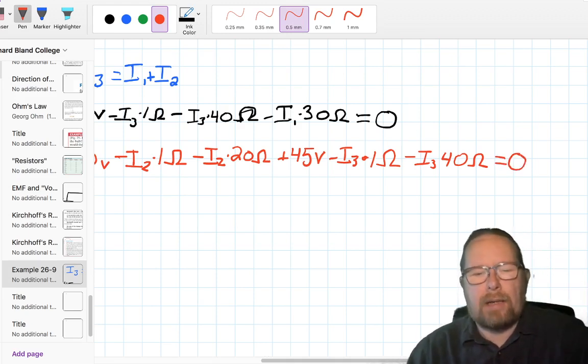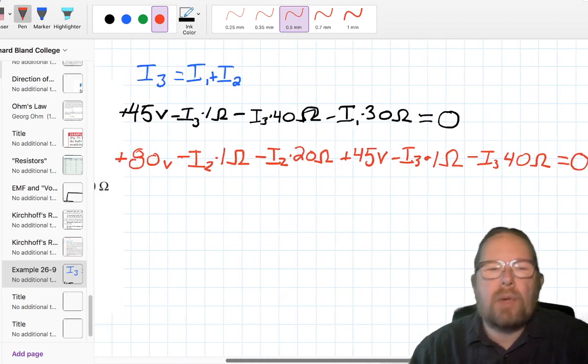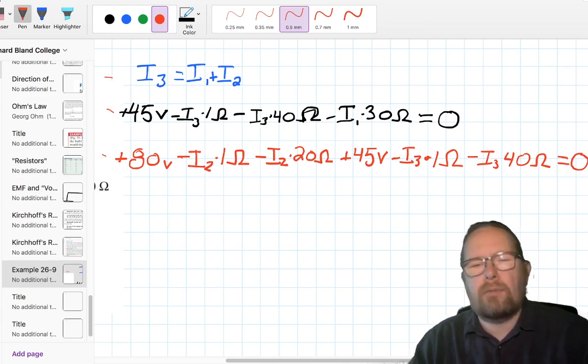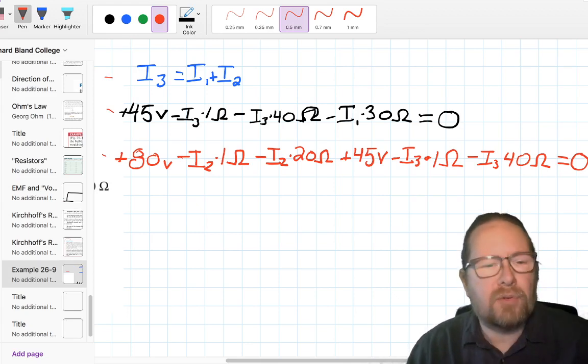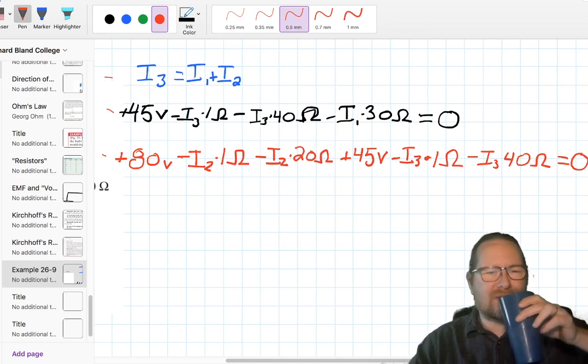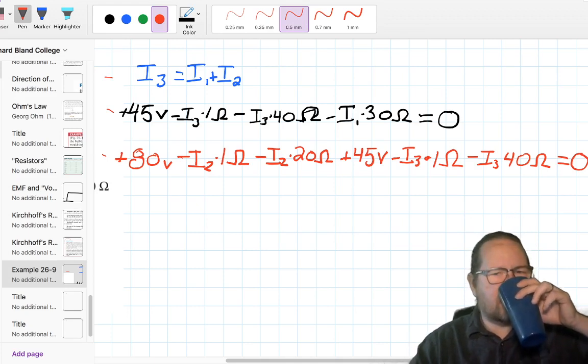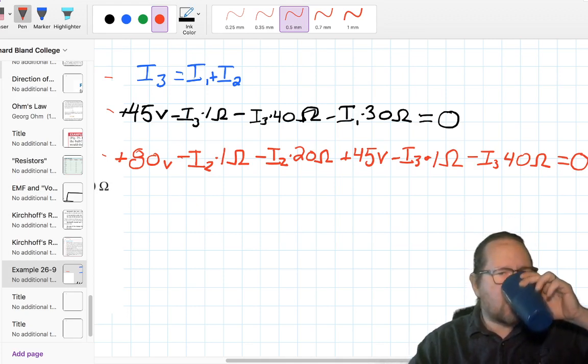Now what have I got? Now I have got 3 equations with 3 unknowns, I1, I2, and I3. And I should be able to solve those. That's not particularly pleasant, solving a system of 3 equations with 3 unknowns, but we can certainly do it.